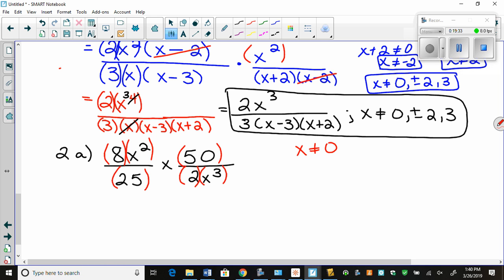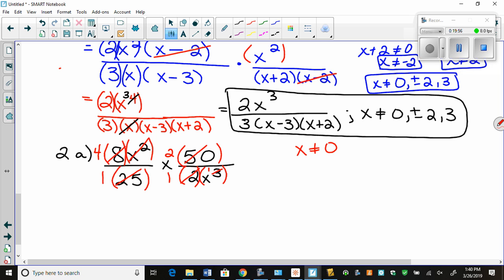And I say, is there anything I can take out of them in the top and the bottom? I have 2 x's in the top. They can cross off 2 of these, so I'm left with 1. And then I have 25 and 50. I can take a 25 out of both. Here I get a 1. Here I get a 2. 8 and 2, I can take out a 2. So I get a 1. And I get a 4.